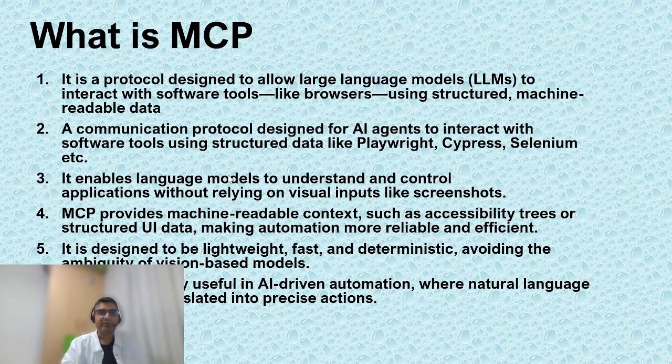It enables a language model to understand and control an application without relying on visual input like screenshots. MCP provides machine-readable context such as the accessibility tree and structured data. So basically this is about your DOM and everything, and they understand the DOM. It is designed to be lightweight, fast, deterministic, and to avoid ambiguity. MCP is especially useful in AI-driven automation.